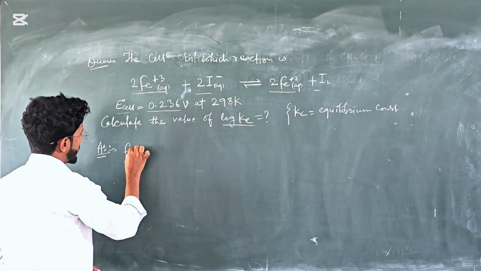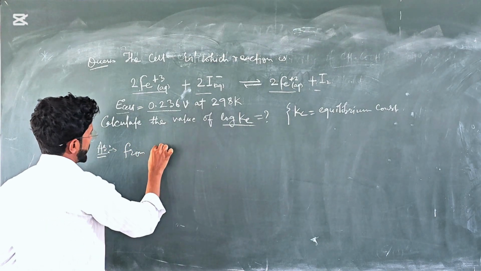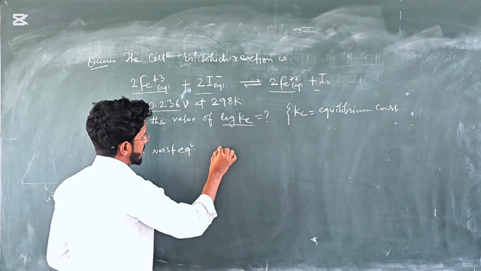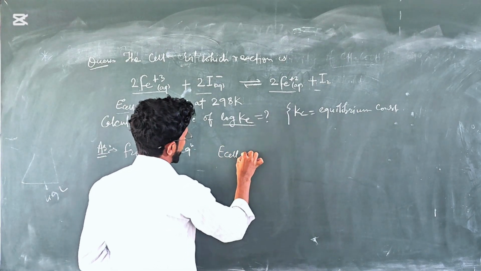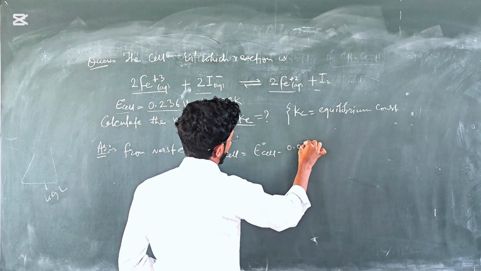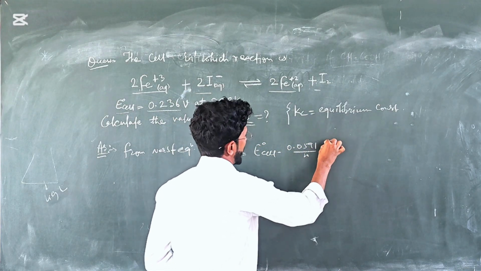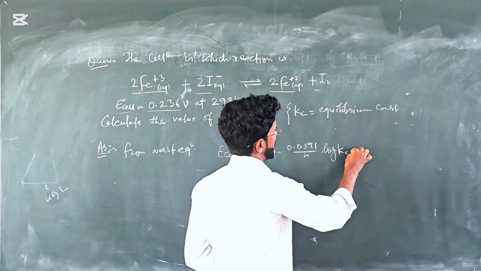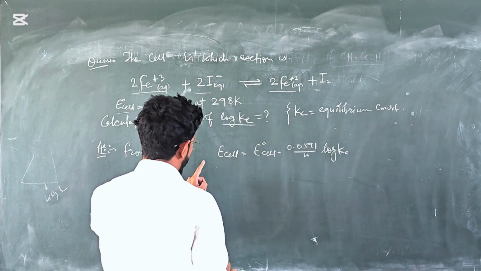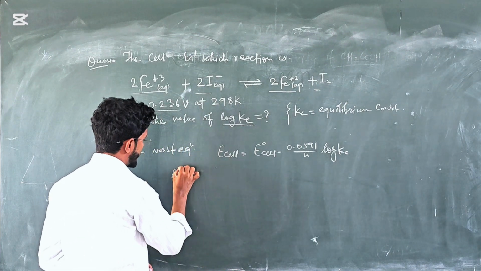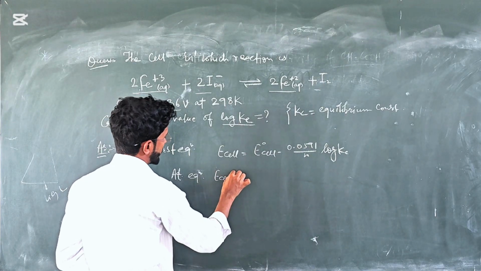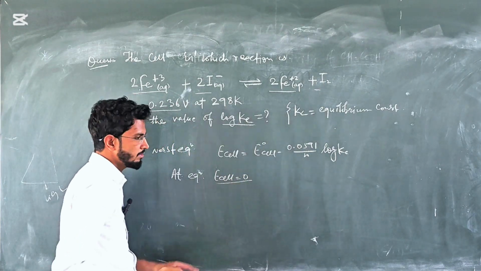As we know from the Nernst equation, we can write E cell is equal to E° cell minus 0.0591 upon n log Kc. This is the Nernst equation. Now from this equation we know that at equilibrium, E cell is equal to 0.